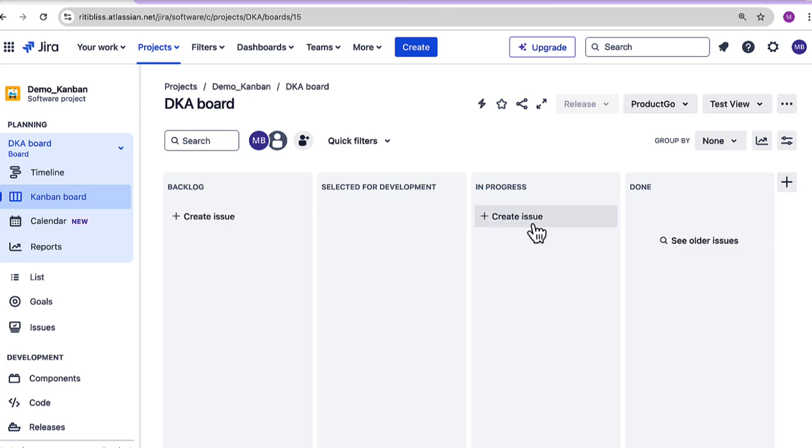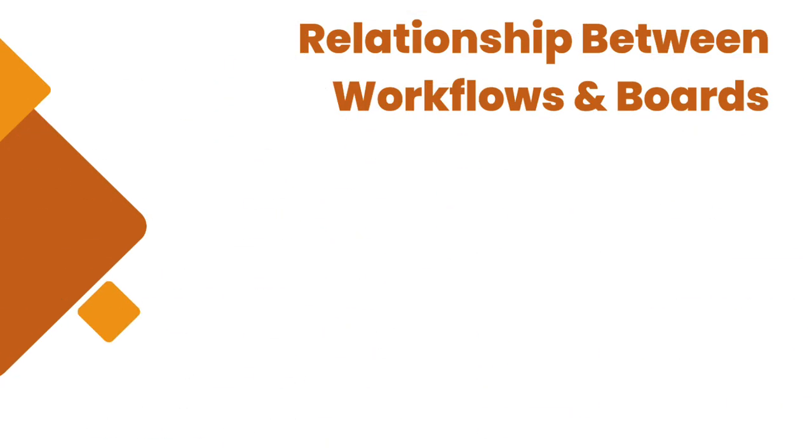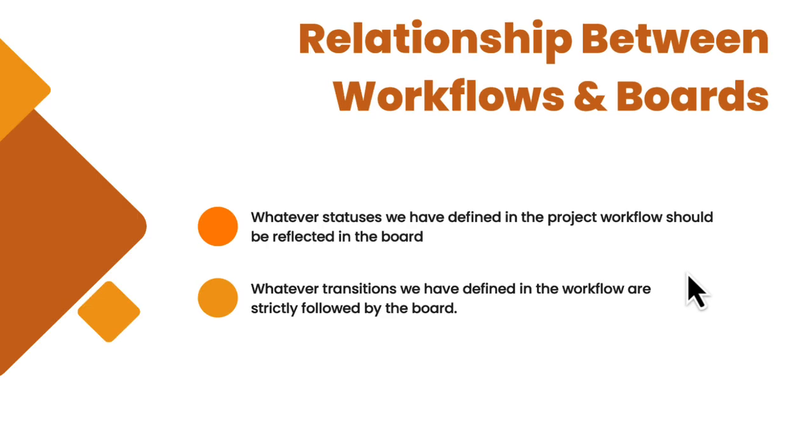Now again, let's move back. As I told earlier as well, workflows and boards are directly connected with each other, reflecting the agile methodologies commonly used in the project, like Scrum or Kanban. So whatever statuses we have defined in the project workflow should be reflected in the board, and whatever transitions we have defined in the workflow are strictly followed by the board. Let me show you with an example board in Jira.